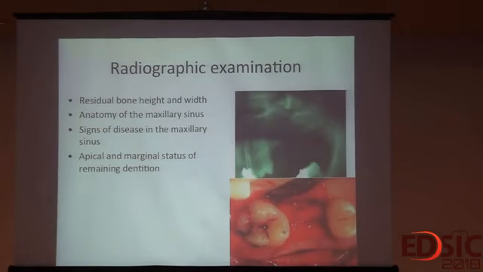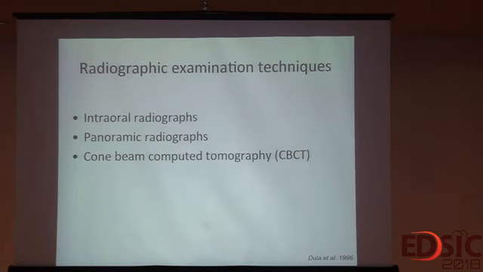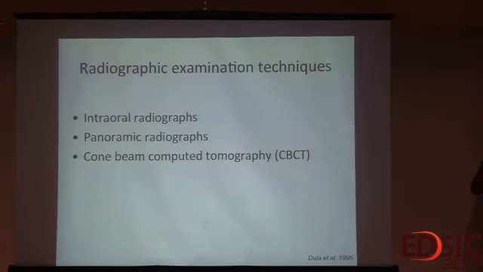When we look at the radiographic examination, we have to check residual bone height and width, anatomy of the maxillary sinus, signs of disease in the maxillary area, and apical and marginal status of remaining dentition. And radiographic examination techniques use intraoral radiographs showing peri-implant bone conditions, panoramic radiographs showing remaining dentition, and CBCT including linear measurements of remaining bone height and width and sinus septa. And all these techniques have advantages and disadvantages compared with each other. Intraoral radiograph is commonly used to verify the outcome of implants and for long-term monitoring. And CBCT has been shown to have sufficient accuracy in planning, especially in critical cases. And with carefully selected equipment, we have to plan radiographically.